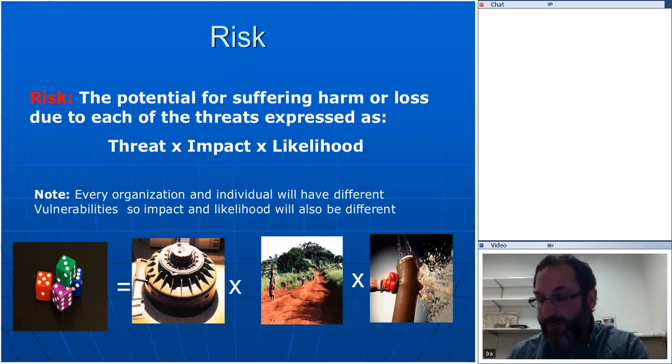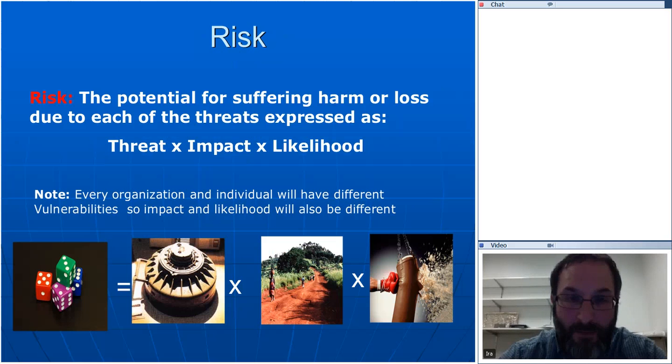Once you've reviewed all 3 elements, the threat, the impact, and the likelihood, you gather them together into a matrix. So what you're left with is a residual risk. So how is the potential for suffering or harm or loss due to each of the threats going to impact you, based on the individual threat, the impact of it affecting you, and the likelihood of it affecting you?